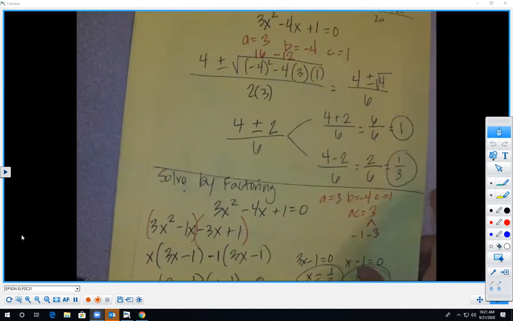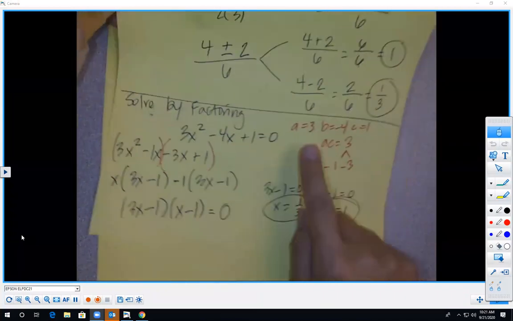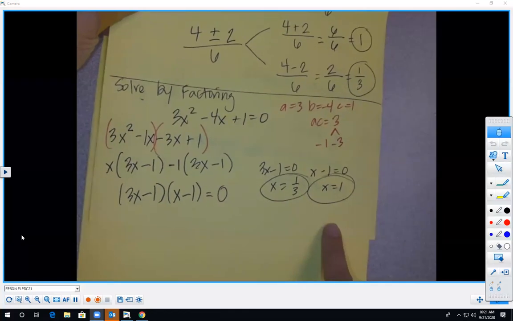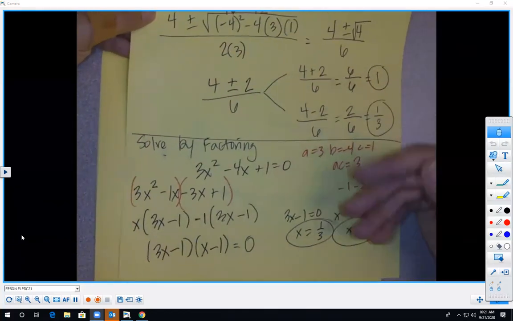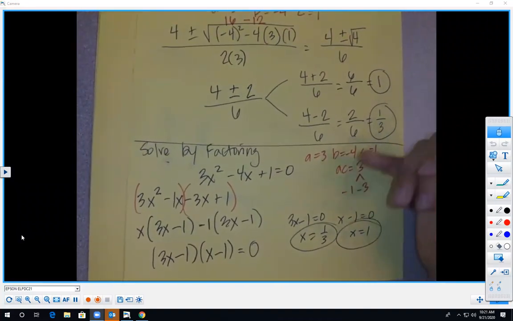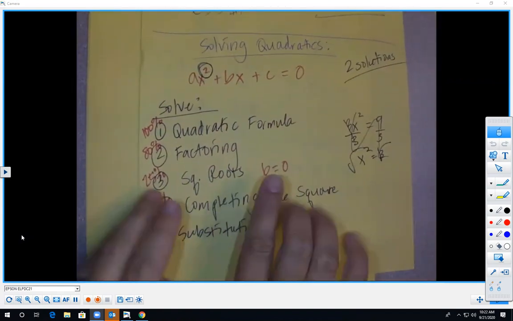If this were a problem that had an A value of 1, it would be a lot faster to factor it. If this A value was 1, x minus 1, x minus 3, my answer is positive 1, positive 3, right? It would be so much faster for factoring. So when A is 1, I think you could argue it's probably the same amount of time either way. Okay, so that's solving by factoring and quadratic formula. Now let's talk about square roots. Okay, so let's do a couple of problems with square roots.